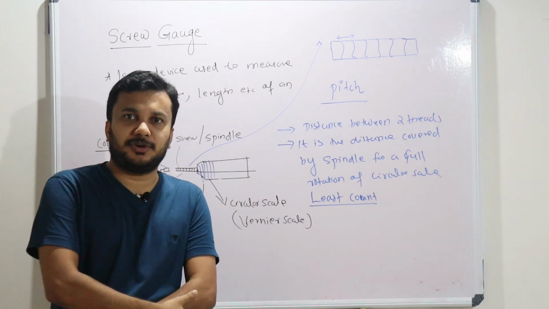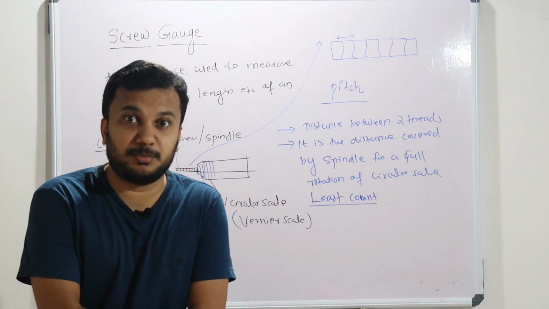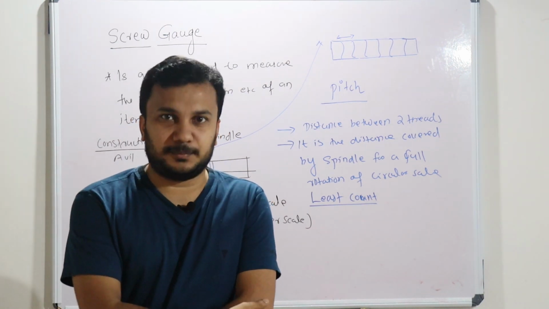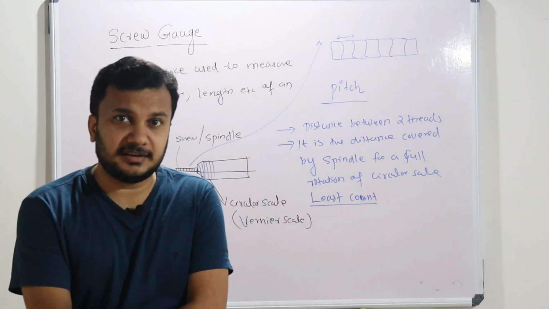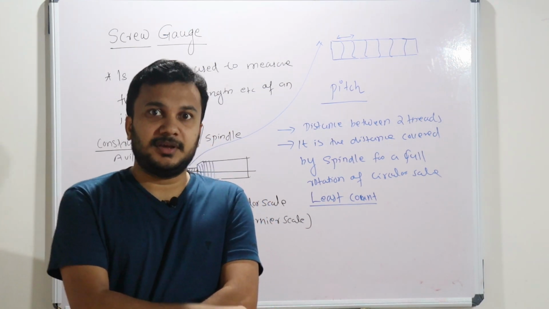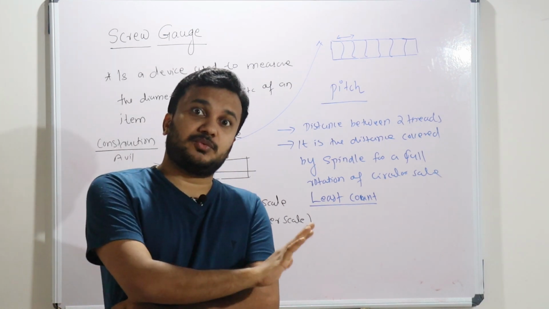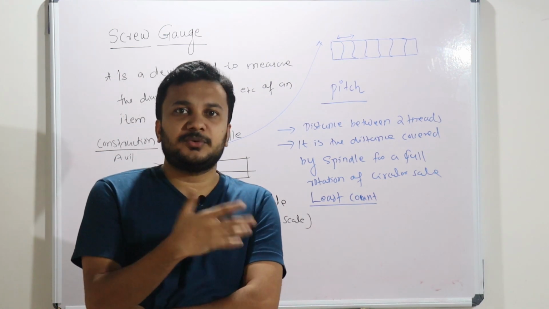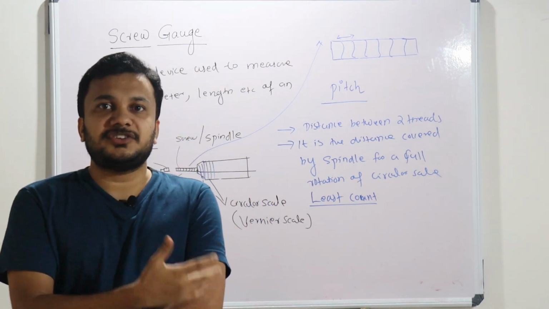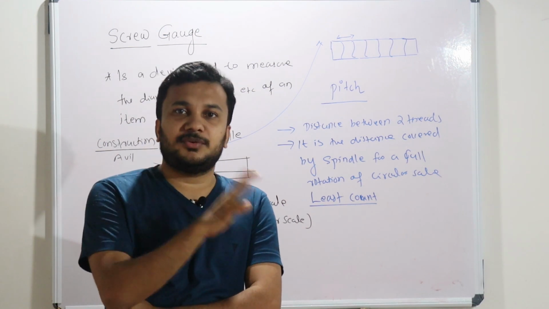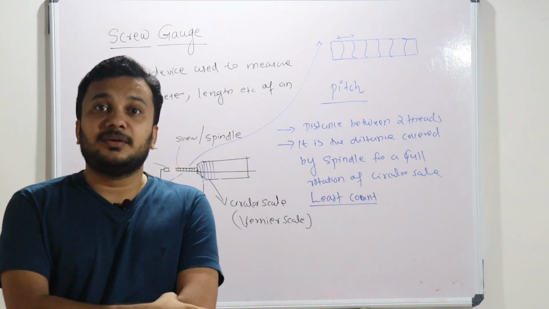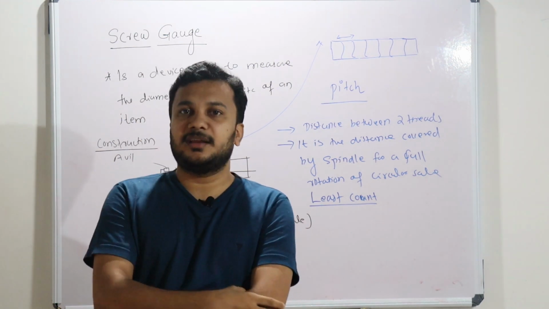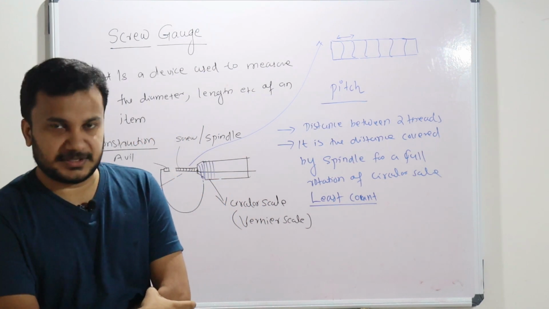1 centimeter, 1.1, 1.2, 1.3, 1.4. Suppose the correct length is 1.34, is it possible to measure with that scale? Not possible, right? Either I can measure 1.3 or I can measure 1.4. In that case, what will we do? We will use either a vernier caliper or a screw gauge, which will give you the correct value of 1.34. Both will be the same use case.